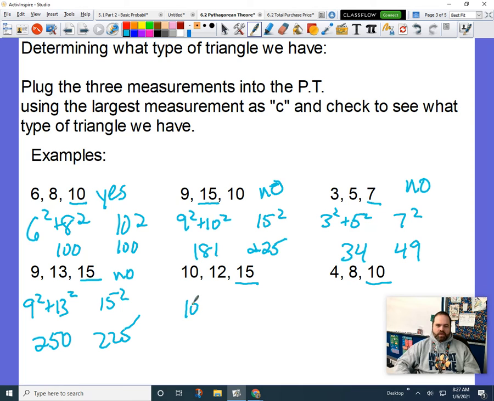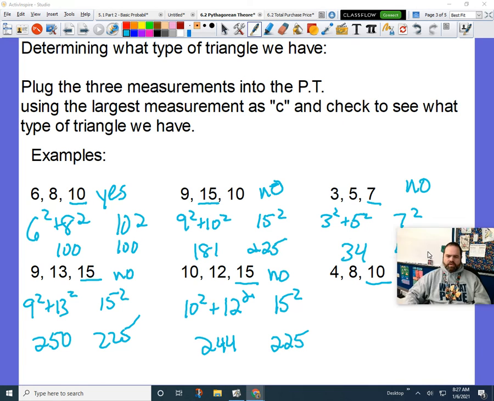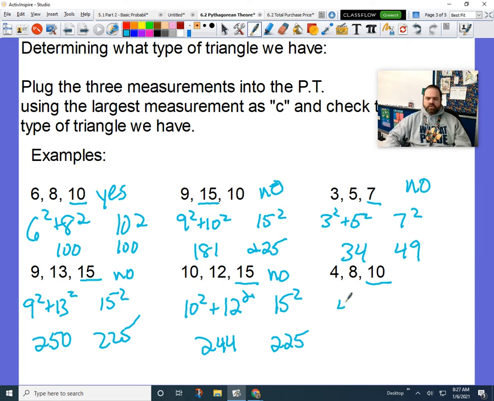10 squared and 12 squared. Maybe it's a good thing all these 15s were in here. It's 225 again. 10 squared and 12 squared is 244. So not equal. That's a no. And then last one here. Let me get my face out of the way. 4 squared, 8 squared, 10 squared, 16 and 64. What is 16, 64, 70, 80 compared to 100? So out of this whole mess, we only had one yes.